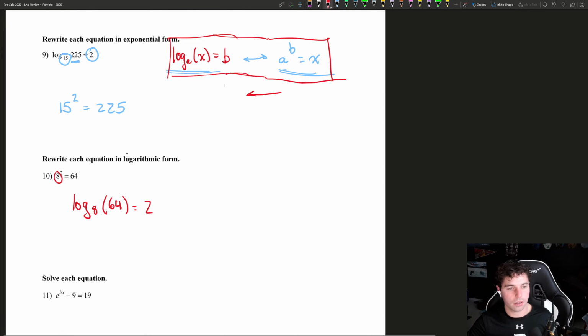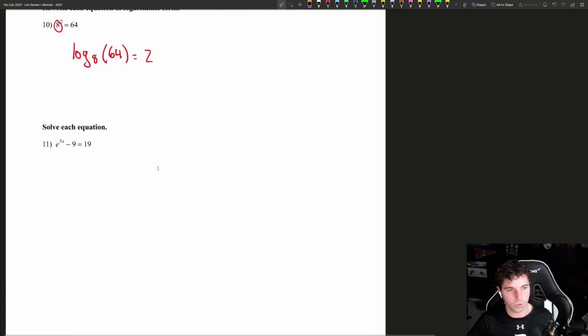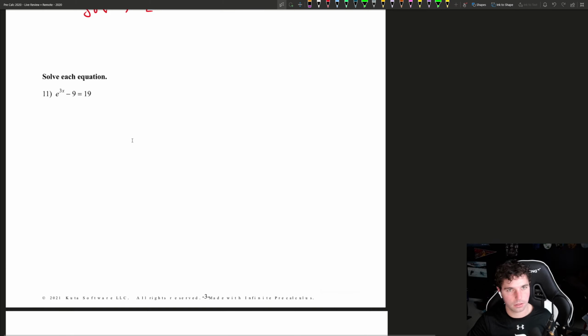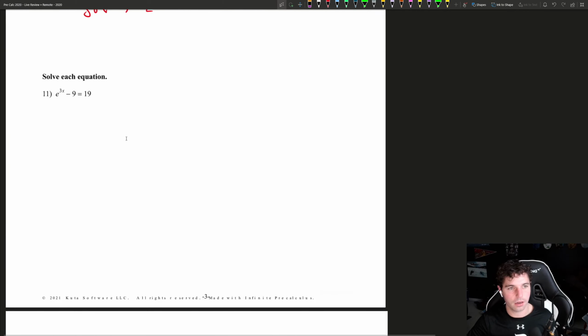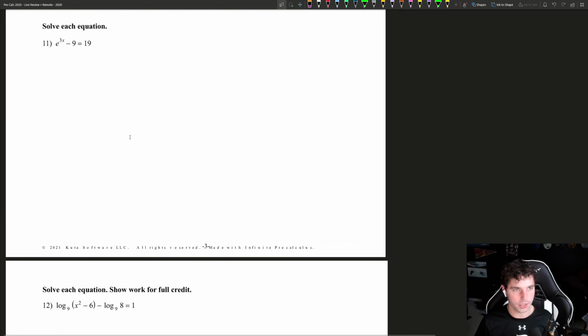On to number 11, which is actually similar to questions we did before, to these guys. Number 11 says solve each equation. We have e to the 3x minus 9 is equal to 19. And the process is the same, right? So we want to get rid of everything not attached to this 3x. So we need to get rid of that negative 9. If we add 9 on both sides, we get e to the 3x is equal to 28.